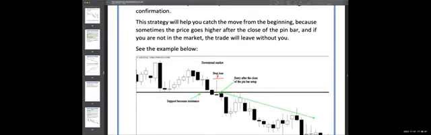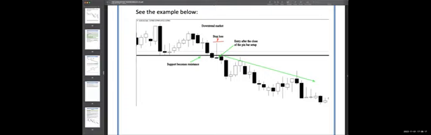The aggressive entry option: this method consists of entering the market immediately after the pin bar closes without waiting for confirmation. This strategy will help you catch the move from the beginning, because sometimes the price goes higher after the close of the pin bar, and if you are not in the market, the trade will leave without you. Okay. This is the daily chart. We're in a downtrend market. There is the pin bar entry after the close of the pin bar. That's an aggressive entry. This is an example of an aggressive entry.